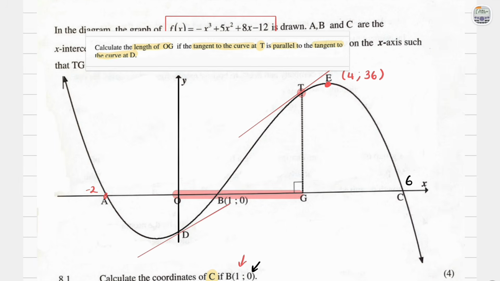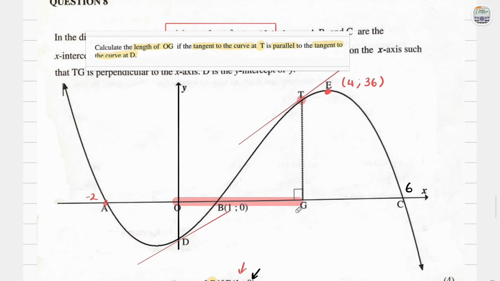And we would have to find the length of OG. So what is that x value? Okay, that is a very interesting way, a very nice way actually, for them to give us information to find this x value at T.